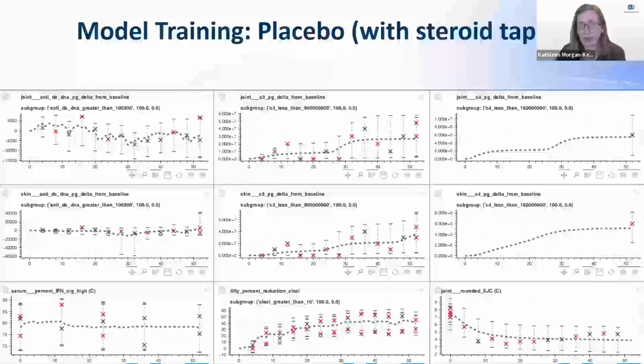Here is an example of a model fit that includes a steroid taper. And again, we're seeing good model performance capturing C3, C4, and the subsequent agreement with the reduction in CLASI-A and swollen joint count.